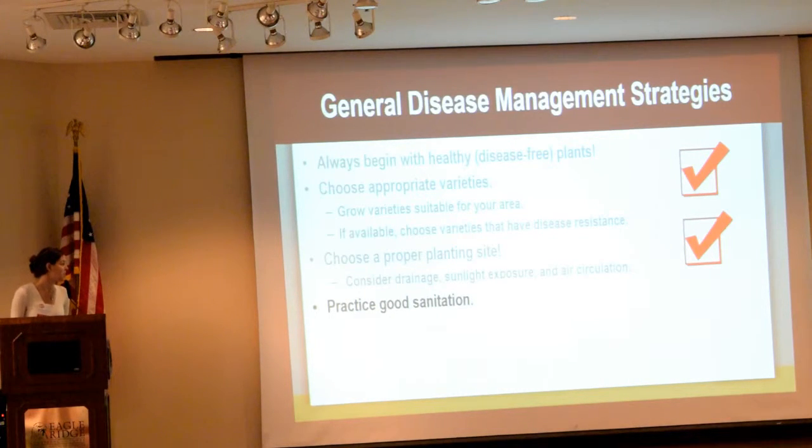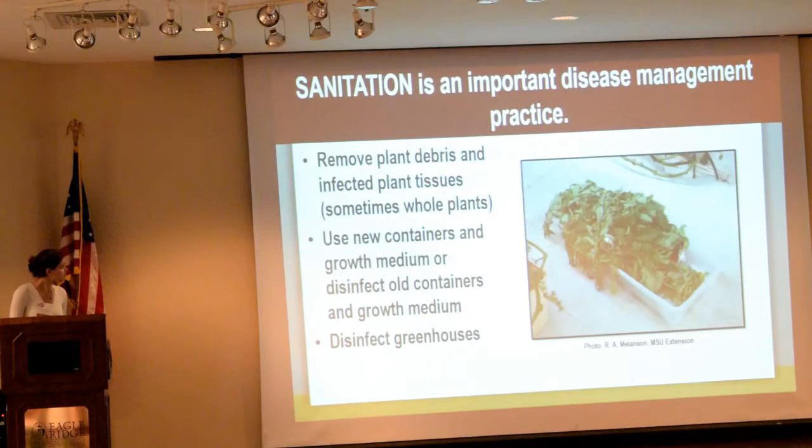Practicing good sanitation. That's probably something that a lot of people overlook. It may be something that you're doing, but you may be able to improve your sanitation methods. Removing plant debris and infected tissues, or sometimes whole plants. When you see an infected plant, particularly depending on what it is, that plant can serve as a source of inoculum for your pathogen. So you may just want to remove that entire plant from the greenhouse before it has a chance to really spread throughout the greenhouse.